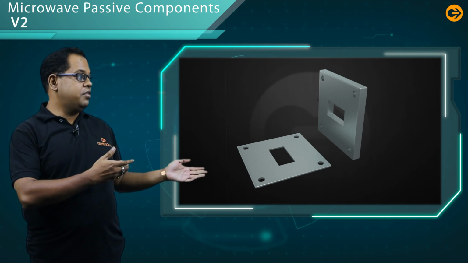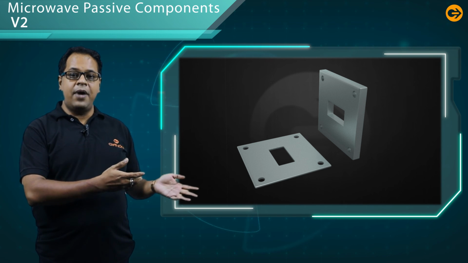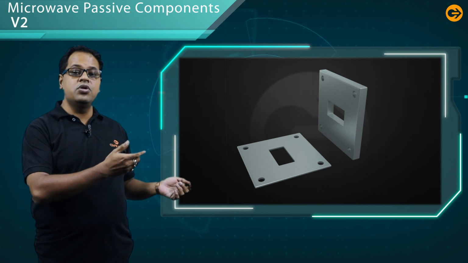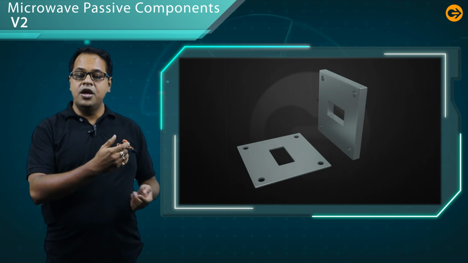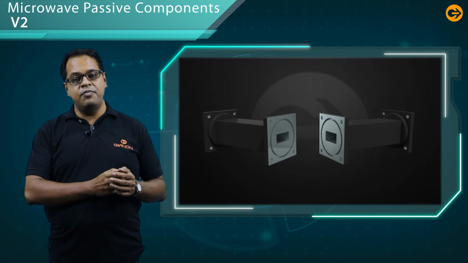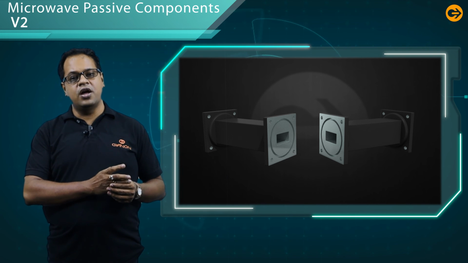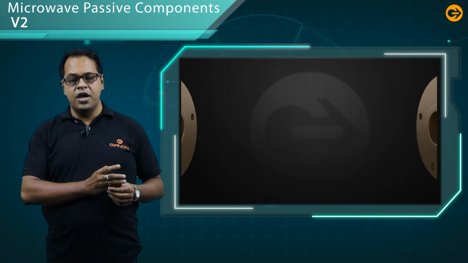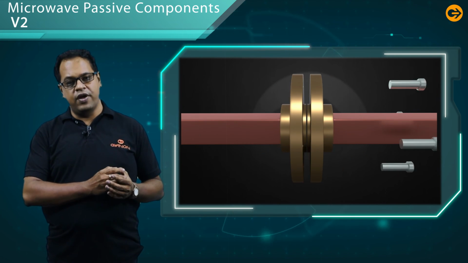Microwave flange is as shown. The microwave flange is used in between the two waveguides because the signal can be moved smoothly from the one waveguide to the another waveguide. It is basically used to join two waveguides.